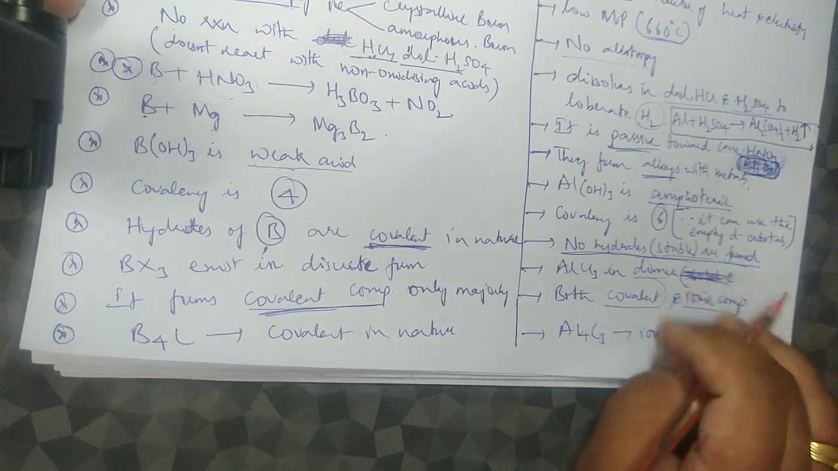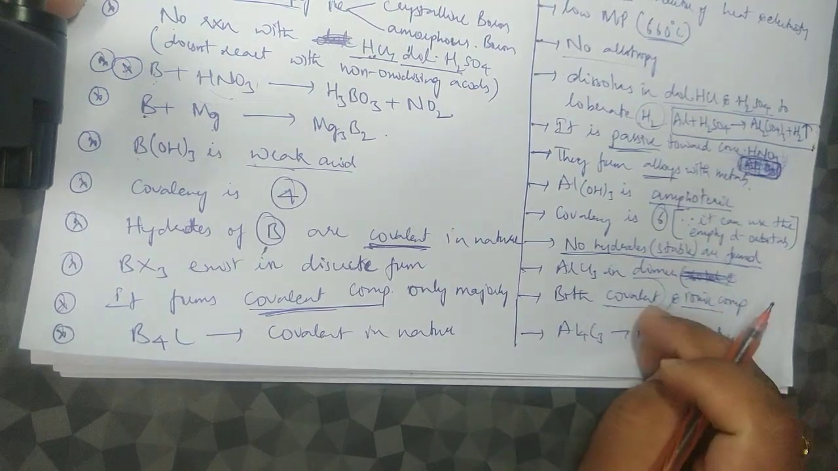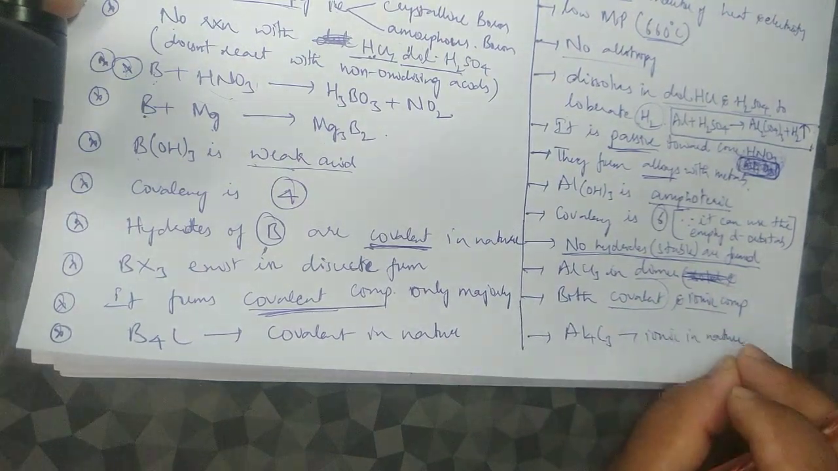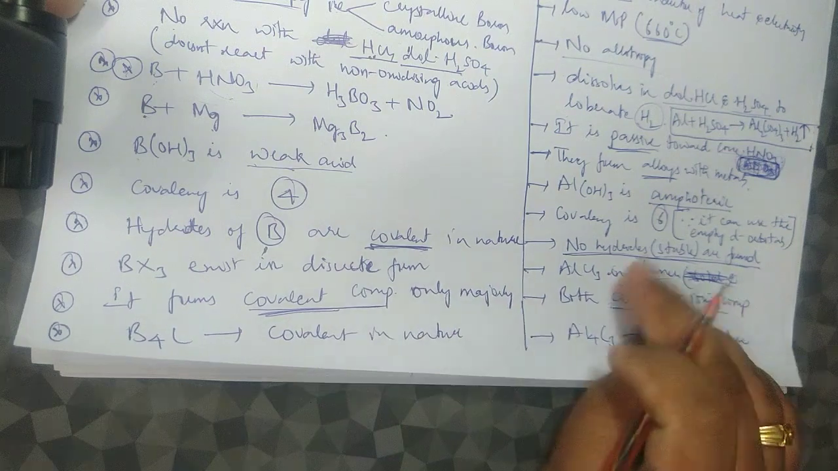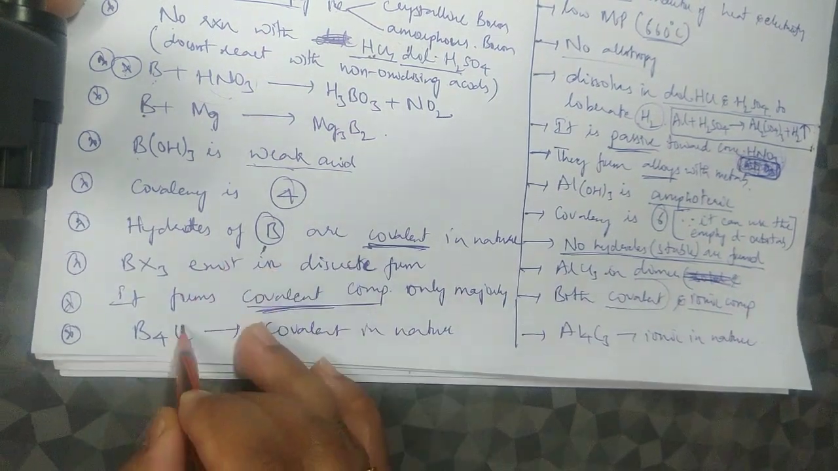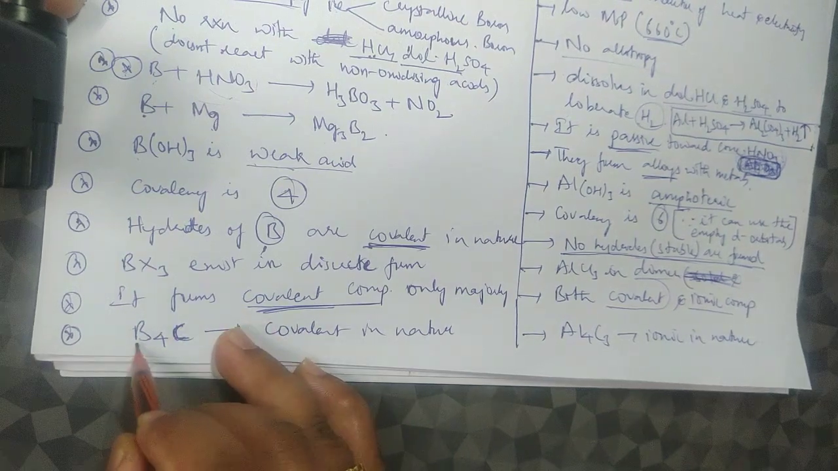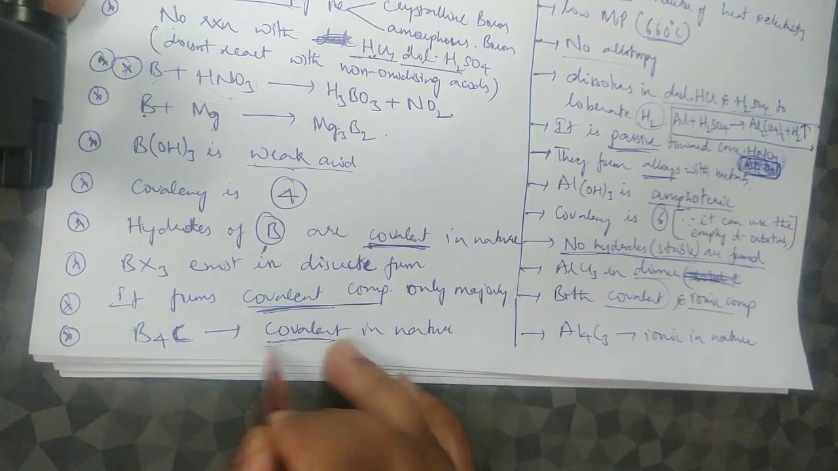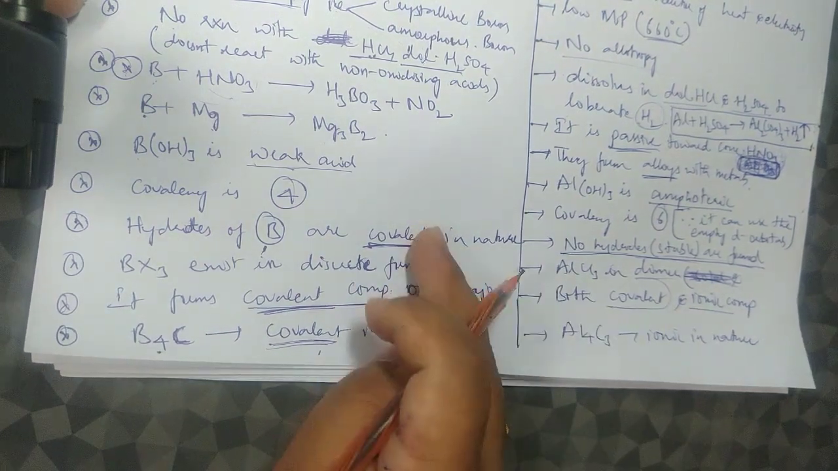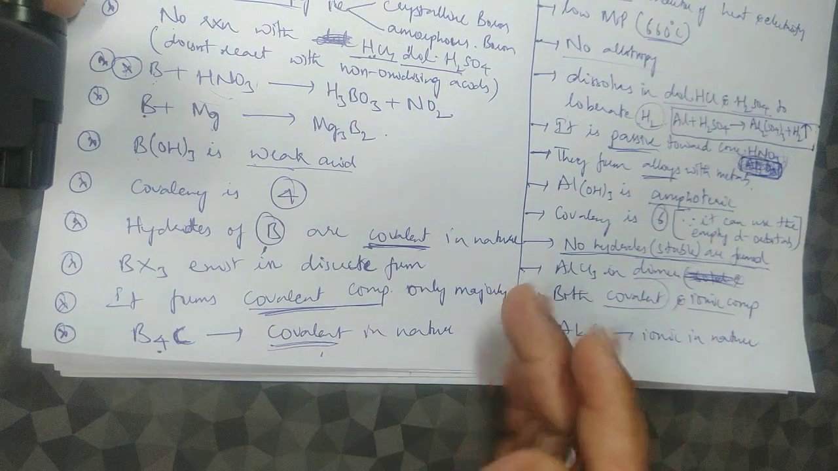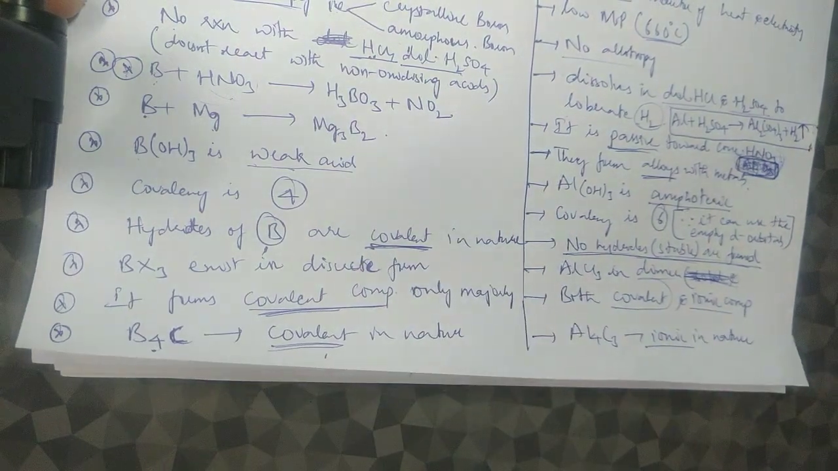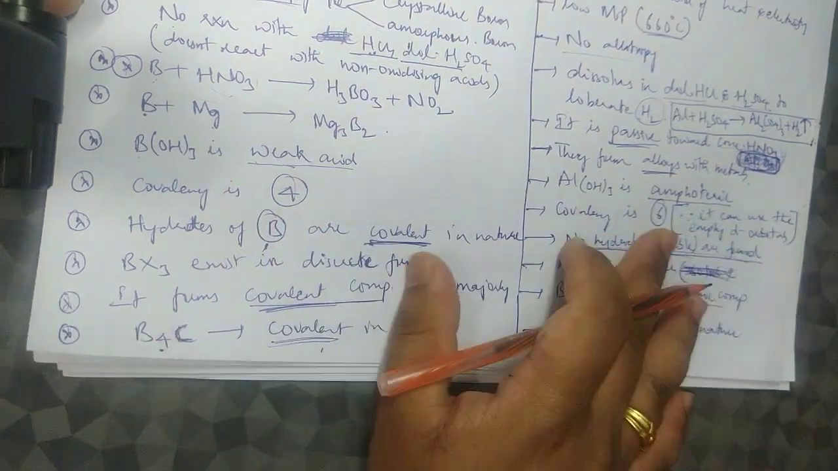Strictly speaking, it should form ionic compounds, but those ionic compounds have covalent nature according to Fajan's rule. Because of polarization, aluminium can exhibit covalent character in it. And lastly with carbon, the carbide B4C is covalent in nature. Most of the compounds of boron are covalent in nature, whereas aluminium carbide is ionic in nature. So these are the main differences between boron and aluminium.